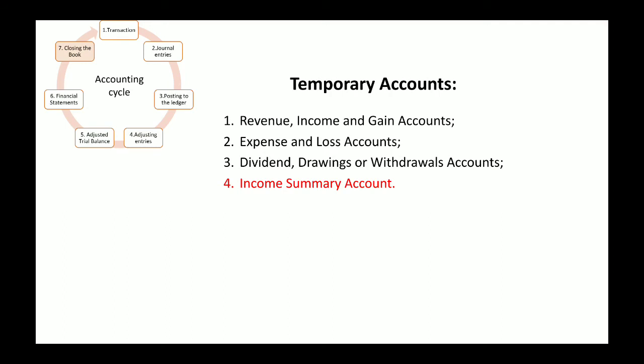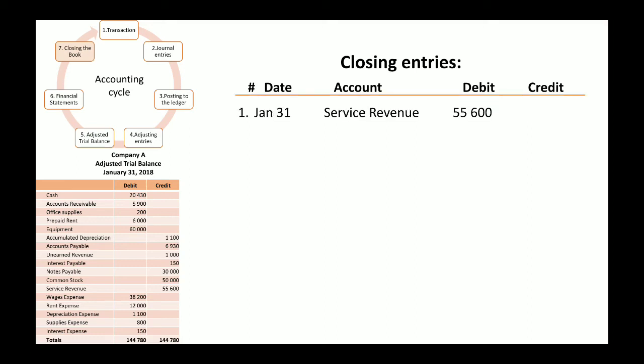Let's look at the closing entries via an example. We close all temporary accounts shown in adjusted trial balance. The first, we close service revenue account by debiting service revenue and crediting income summary account.